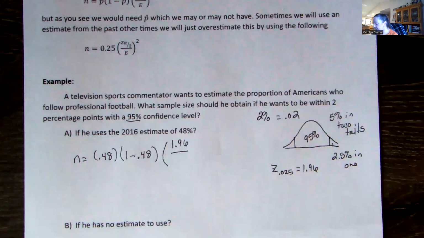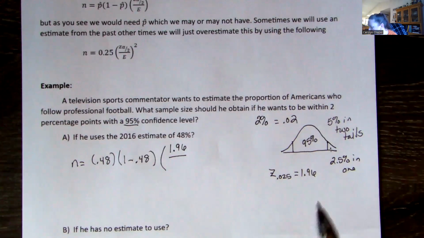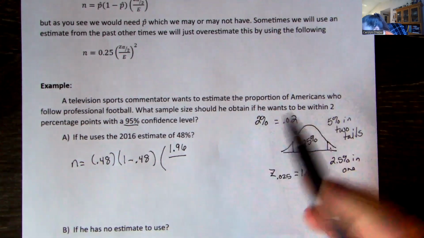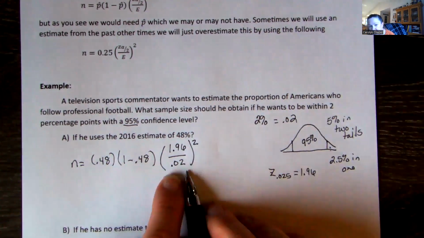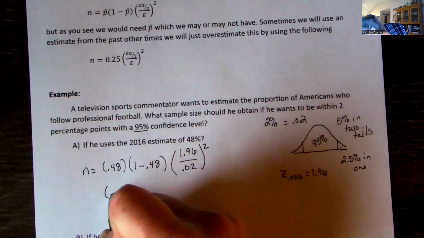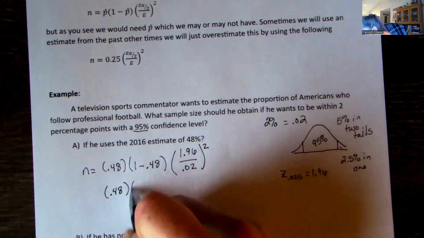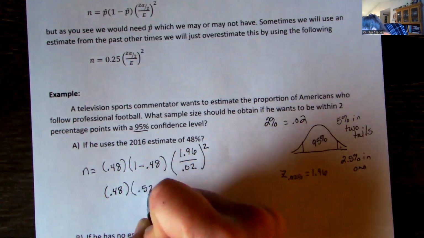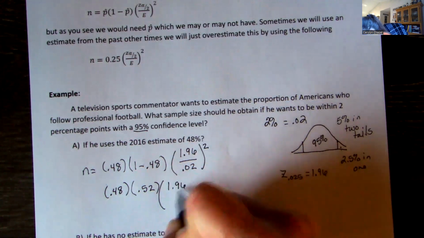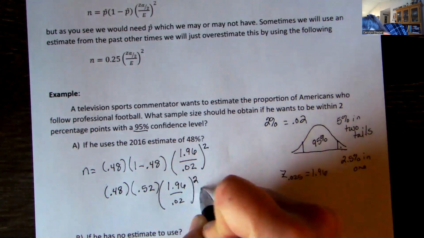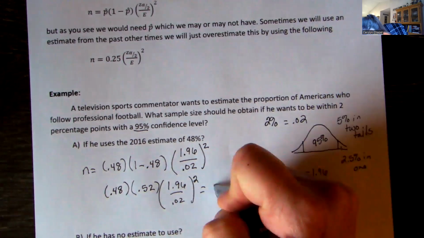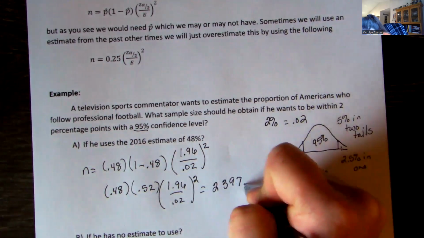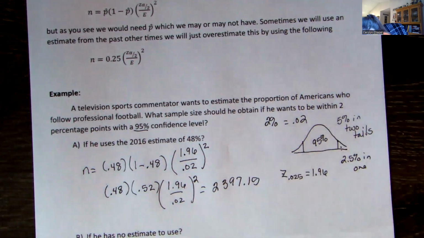The error, E, stands for the error. That's how accurate he wanted to be. He wanted to be 2% accurate, so 0.02, and we're going to square this. Just this piece gets squared. So our 0.48, and I'm going to do that little bit of subtraction, that's 0.52. And then I'm going to let my calculator do all the work. Okay, and so then we will get a value. This number turns out to be 2397.15, and there's more digits.